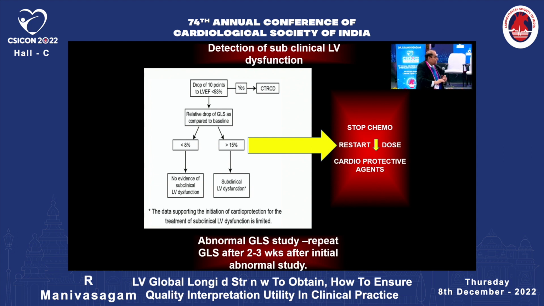Just an idea. Sorry to interrupt you, but I wanted to make sure. So this is the key role in cardio-oncology. This GLS relative drop plays a crucial role.